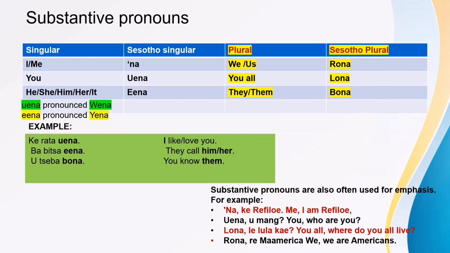So here are just examples using these substantive pronouns. We're going to use wena and yena and bona. I like you or I love you would be ke rata wena. They call him or her would be ba bita yena. You know them would be o tseba bona.